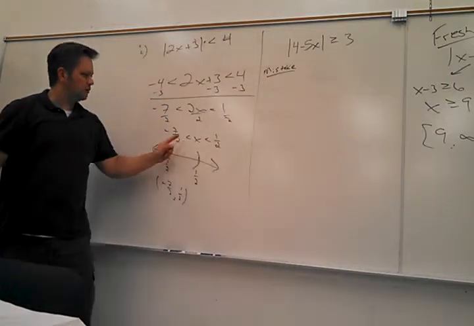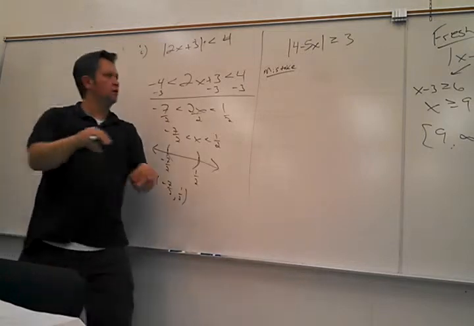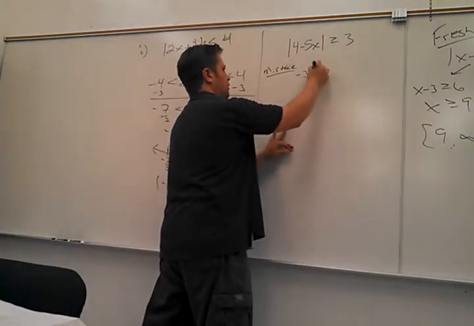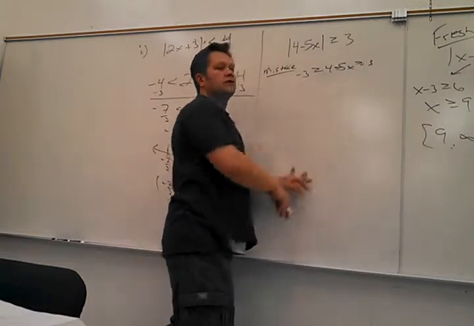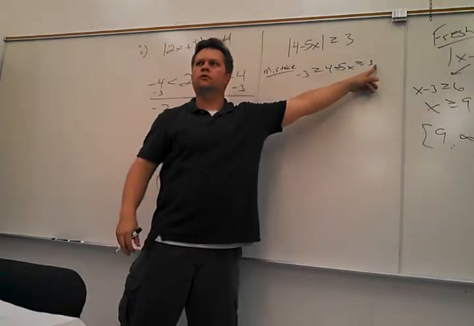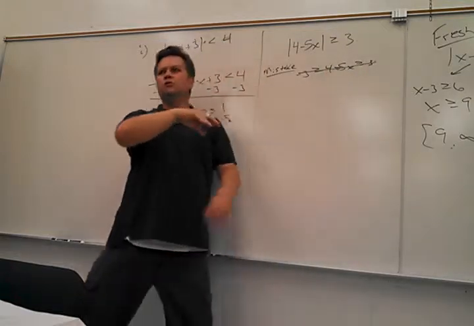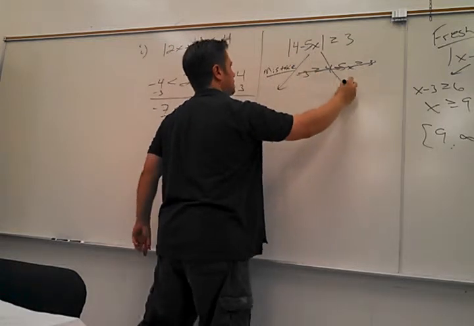Because I try to push this on you, and then people start to like this too much, and they want to do it everywhere. But if you try this, wouldn't it be negative 3 greater than or equal to 4 minus 5x, greater than or equal to 3? Does that make any sense? Is negative 3 bigger than 3? No. Makes no sense. I was trying to tell you, you can't set it up like that. So I have to set it up like the 2 cases.